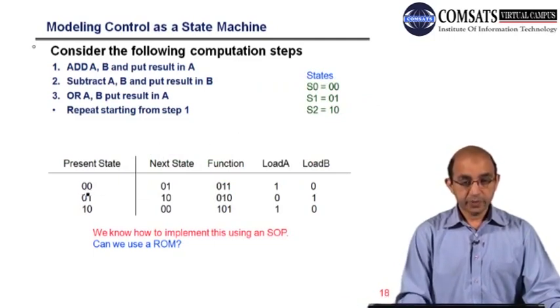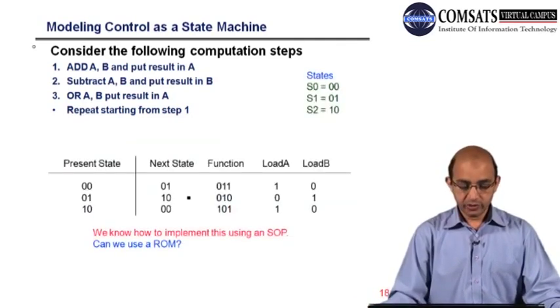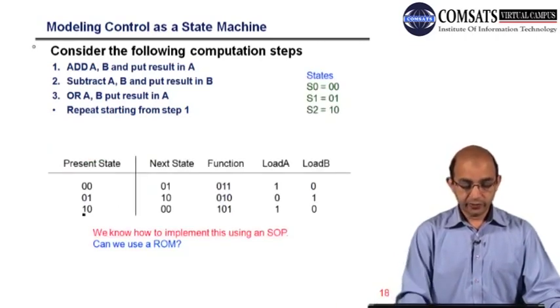So this is the present state, and this is the next state. If I go back, this is the present state, and this is the next state. So 0 0 and 0 1, then 0 1 and 1 0, and from 1 0 I have to go back. This is the only path I have. So from 1 0 I will have next state 0 0. So these are the functions: 0 1 1, 0 1 0, 1 0 1.